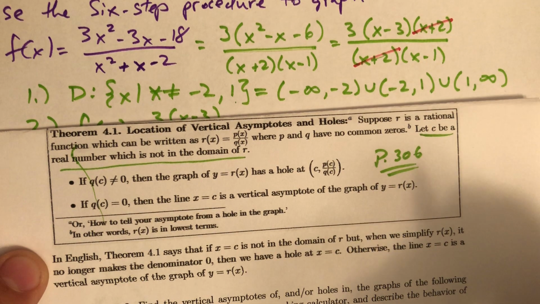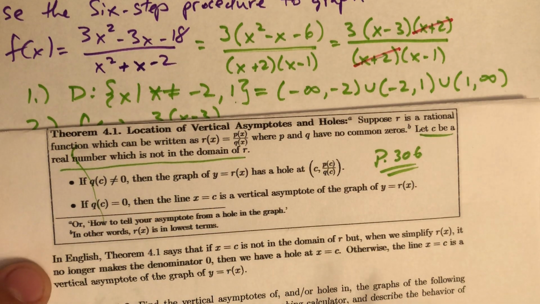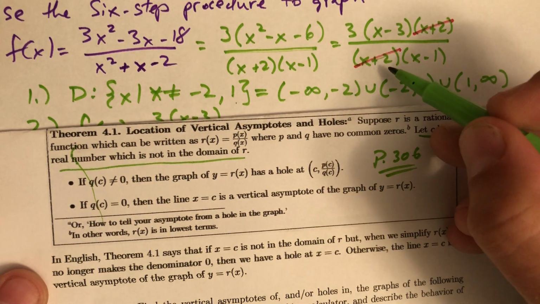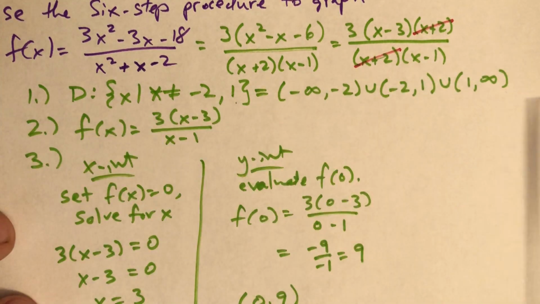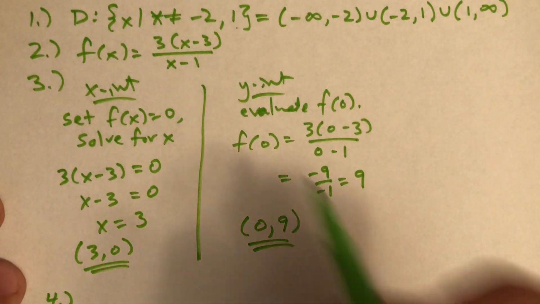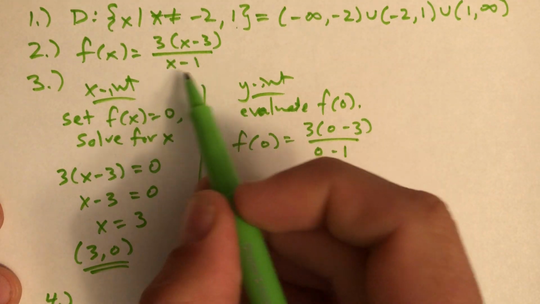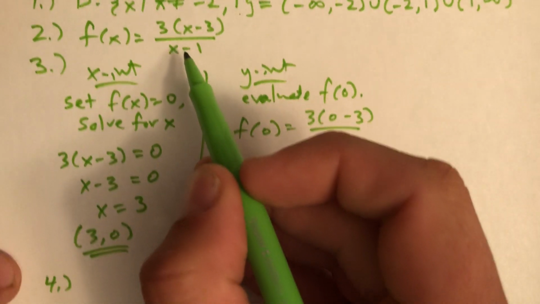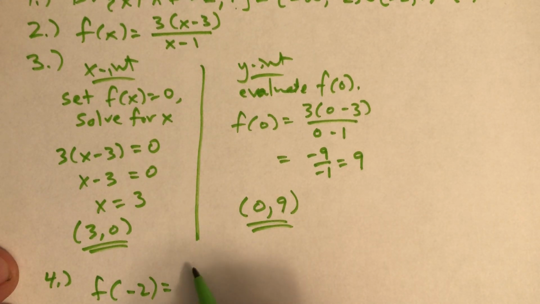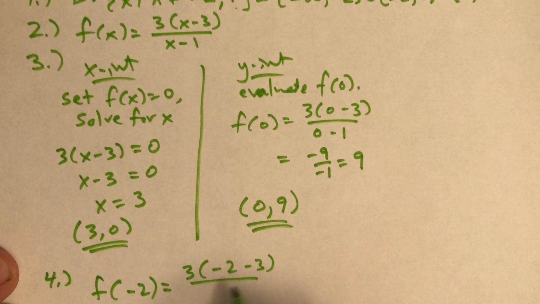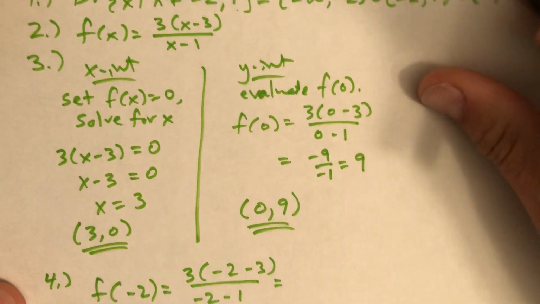So we do have that, right? We had a domain restriction, which was negative 2. It was removed from our function when we reduced it. If I put negative 2 in here, it's not going to make it 0. It's going to be a real number. So I can put f of negative 2 in our reduced function. We got 3 times (negative 2 minus 3) divided by (negative 2 minus 1). So we can crank that out real fast.